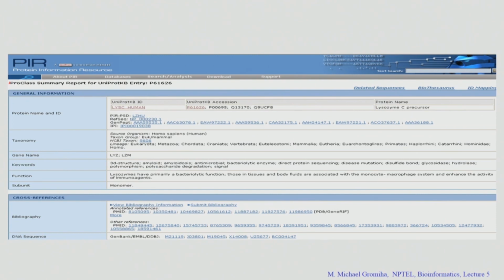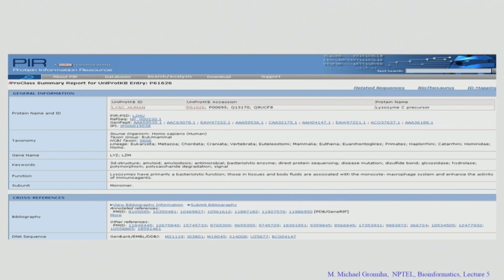So, you can obtain the specific protein sequences based on various search options. This is why they give various keywords for this particular protein. Then you give the function, right. So, this is mainly a bacteriolytic function, right. Here the tissues and body fluids are associated with the monocyte-macrophage system. So, they give the specific function of a particular protein.